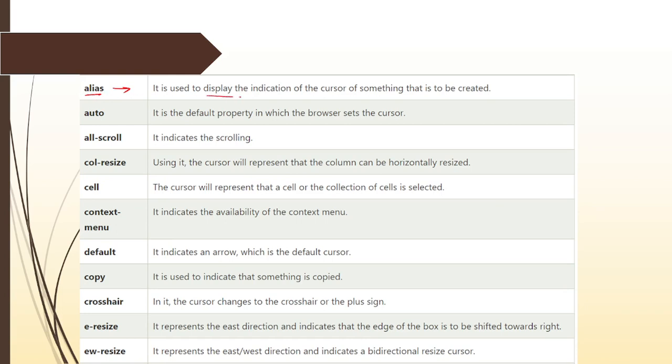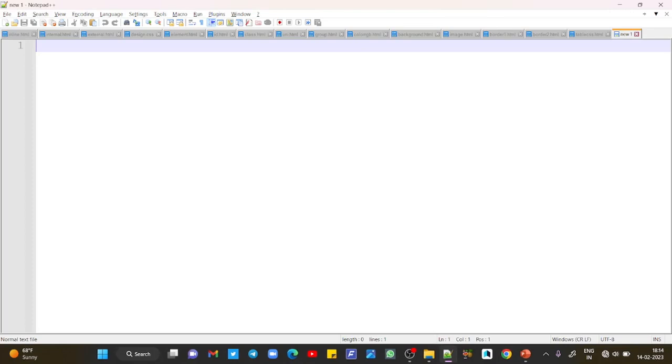Alias is basically used to display the indication of the cursor for something that is to be created. If you want to resize your column, then you can use col-resize. If you want to scroll in all directions, then you can use all-scroll. Okay, so let's move to the practical part.